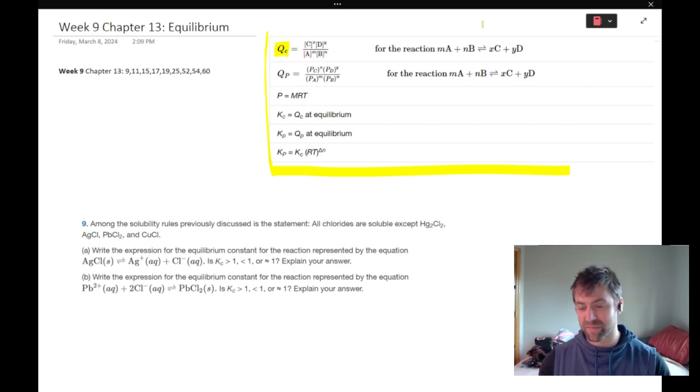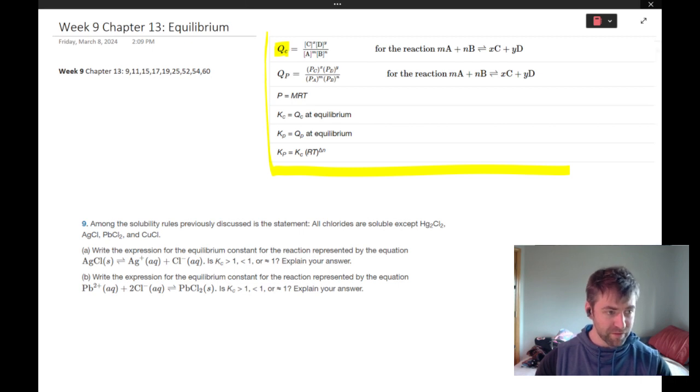One of the things that we're going to be working a lot with is reaction quotients, right?